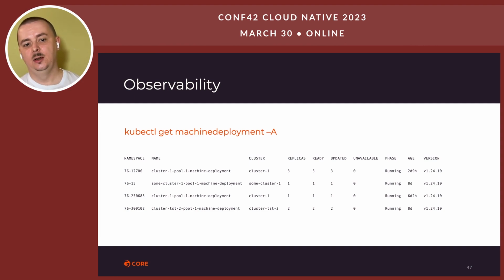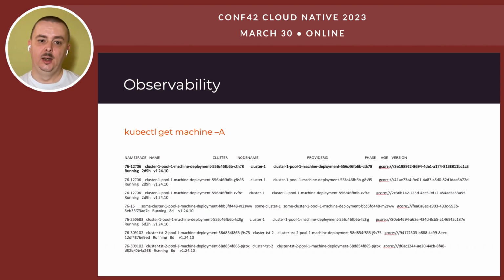We also can take a look at the worker pools, which are called machine deployments in the Cluster API, and we can see that in this namespace, the first one, there should be 3 replicas, so 3 worker nodes, and all 3 are ready and all 3 are updated, and they are running, and they're 2 days old, and the version is 1.24.10. And we can get information about any cluster we're interested in with a single kubectl command, or about all of them.